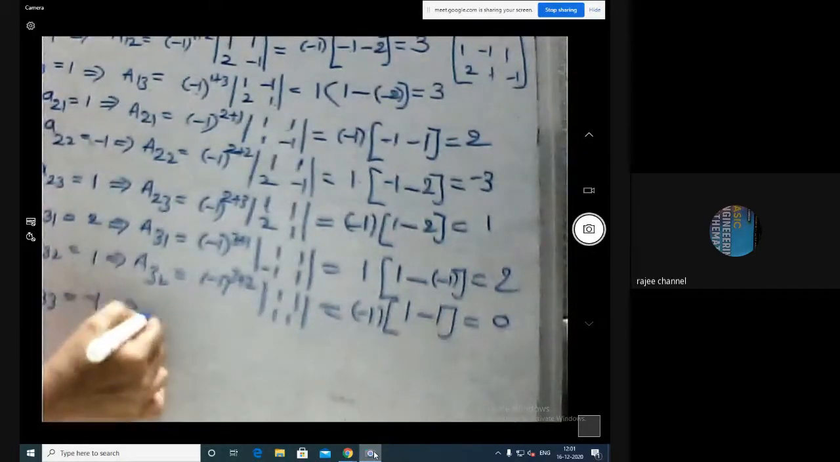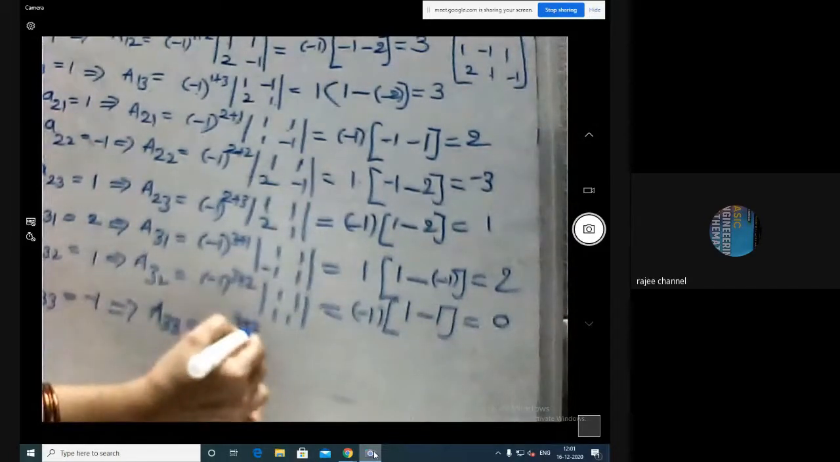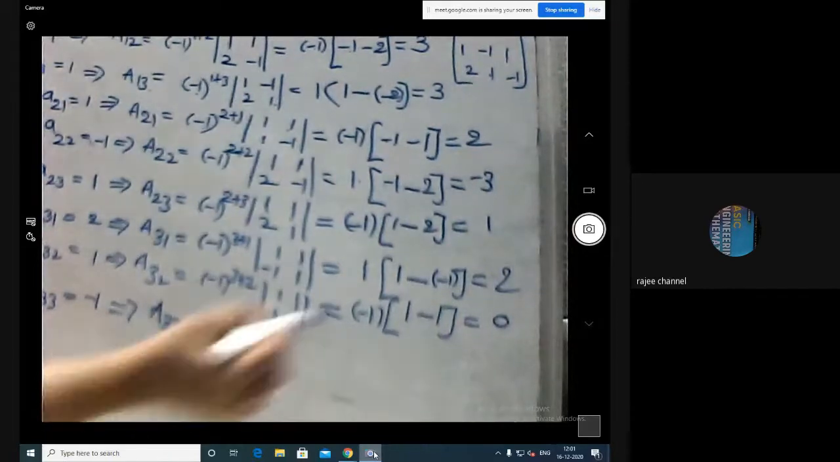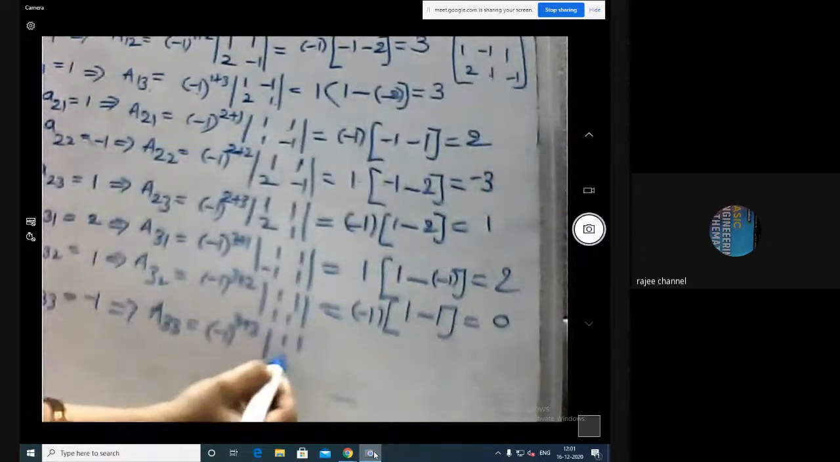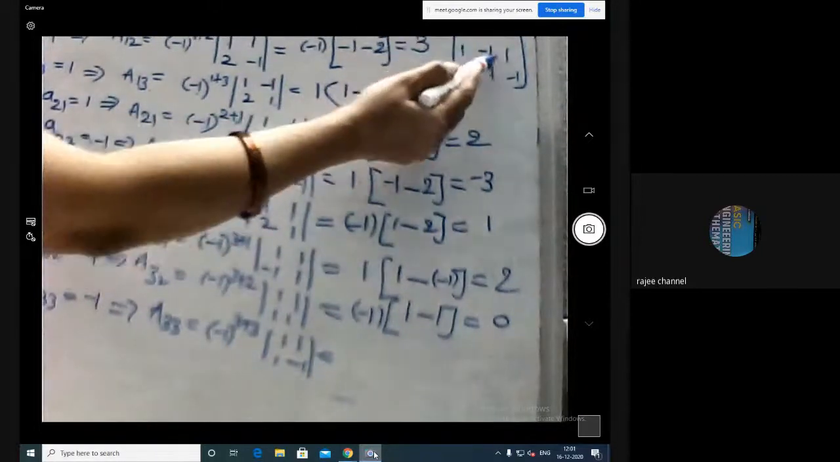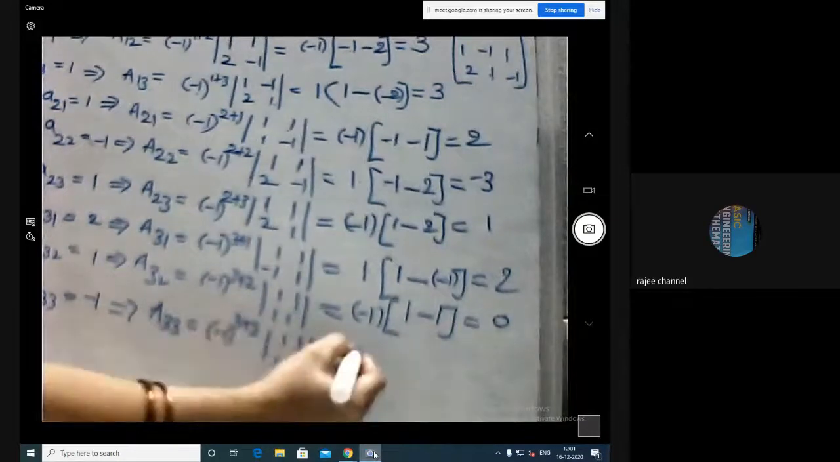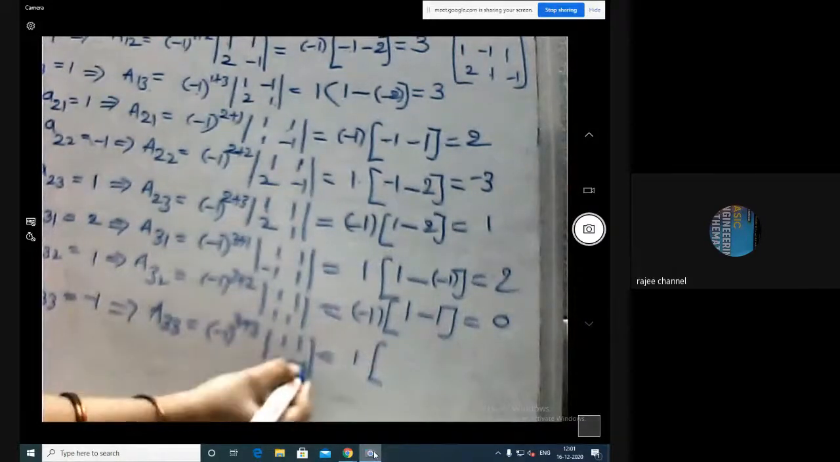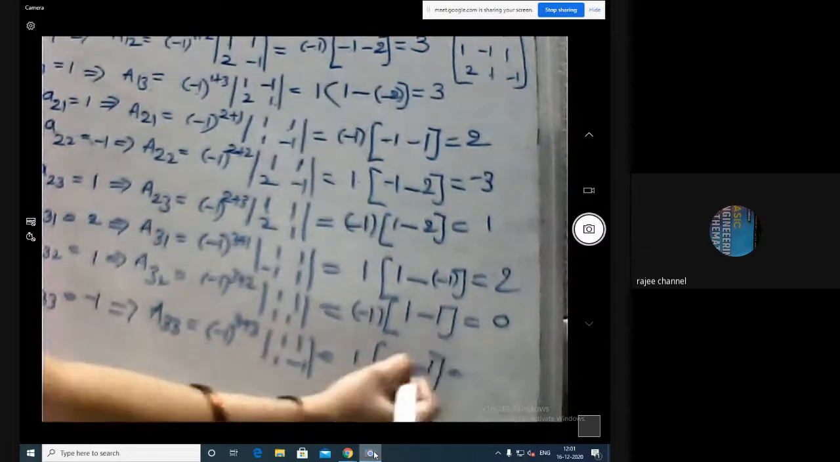So we find capital A33, minus 1 whole to the power of 3 plus 3, and the determinant values are, by removing the third row and third column, we get 1, 1 on top and 1, minus 1 below. Next this value is minus 1 whole power 6, taken as positive 1, and this value is 1 into minus 1 minus 1 into 1, that is minus 1 minus 1, minus 2. That value is equal to minus 2. All values we got.